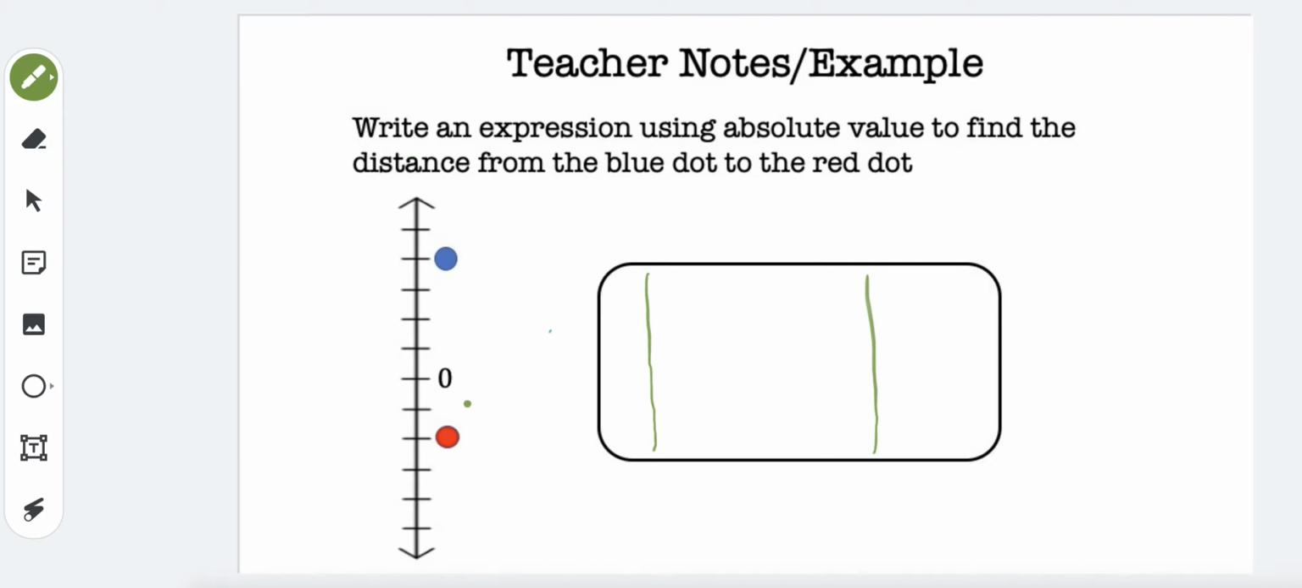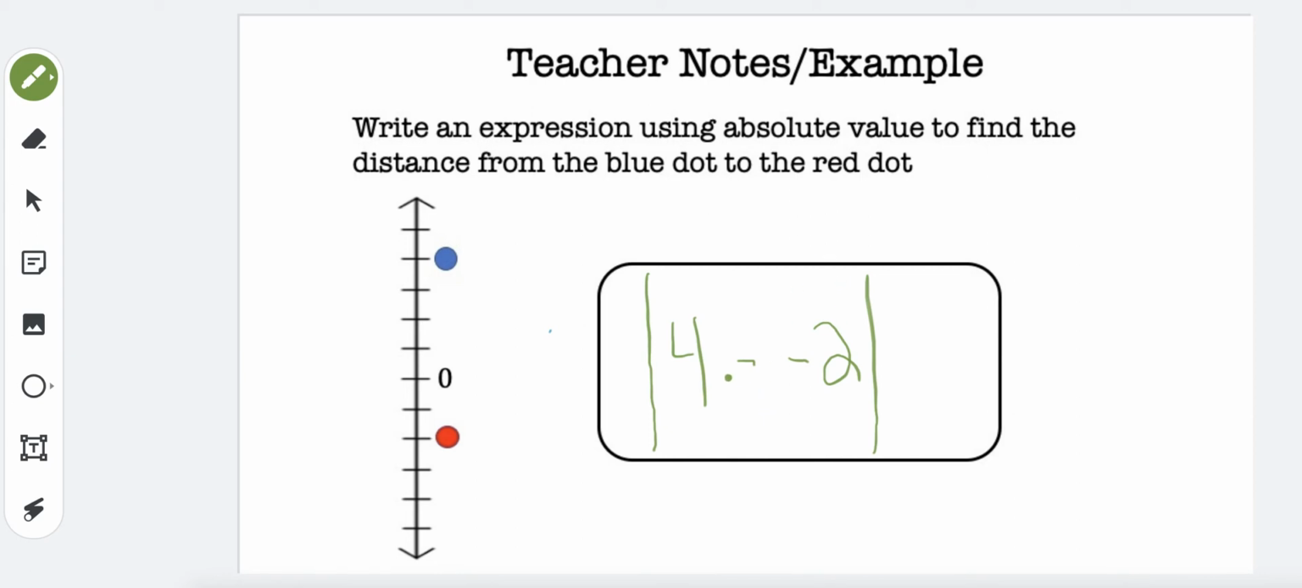Okay, so the blue dot is at 1, 2, 3, and 4. So we're going to put a 4 here. Okay. Then what you do is you got to find the location of the red dot, which is at -1, -2. And then to find the distance from the blue dot to the red dot, you subtract the two. Okay? So it's the absolute value of 4 minus -2.